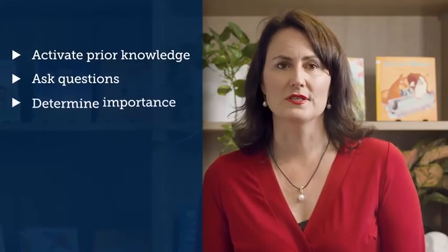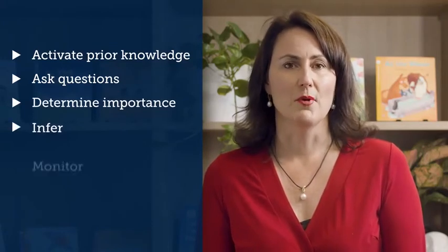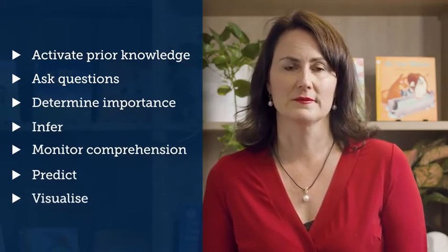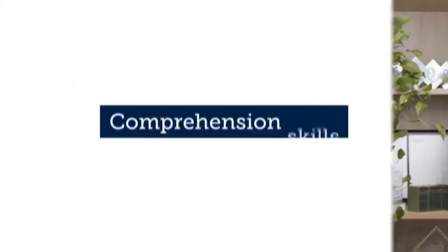Now let's recap the 7 comprehension strategies that proficient readers use to build meaning as they read. Activate prior knowledge, ask questions, determine importance, infer, monitor comprehension, predict, visualise. You can support your students in developing and using these strategies by explicitly teaching the strategies and by modelling the use of strategies during reading sessions.